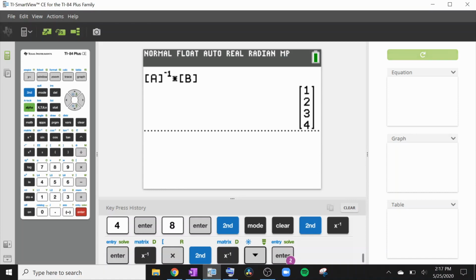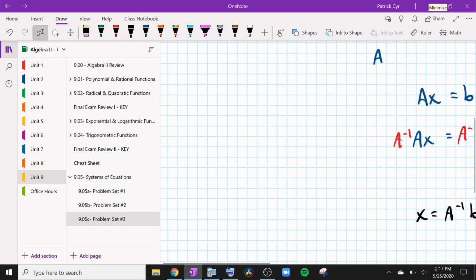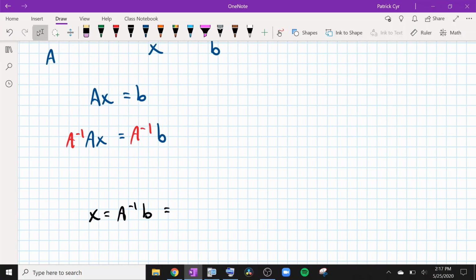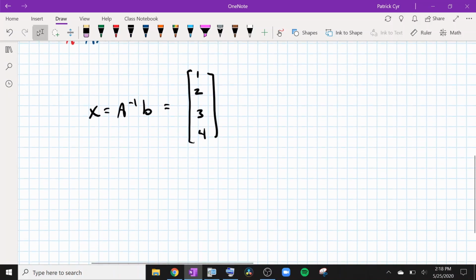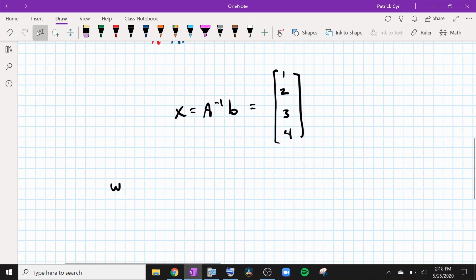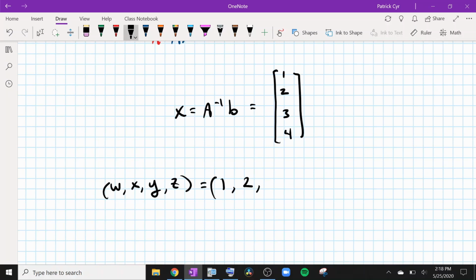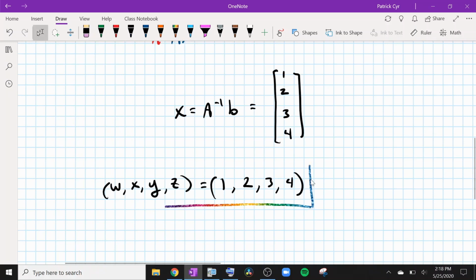Oh, so this one's nice. It's 1, 2, 3, 4. It's kind of weird. So the solution for this is the 4 by 1 matrix 1, 2, 3, 4. And so the way we write our solution is we say this is W, X, Y, and Z is equal to 1, 2, 3, 4. And that is the answer for this one.